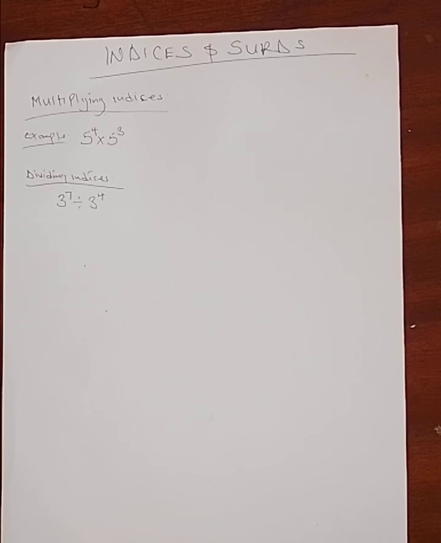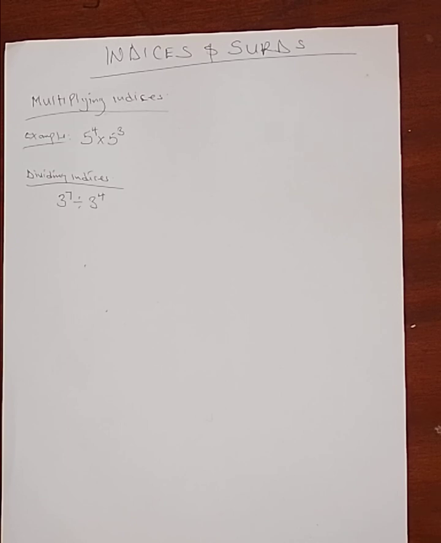You could say 2 times 2 times 2 times 2 times 2 can be written as 2 power 5. So 2 is the base, and 5 is the index or power. So now we go straight to our example.